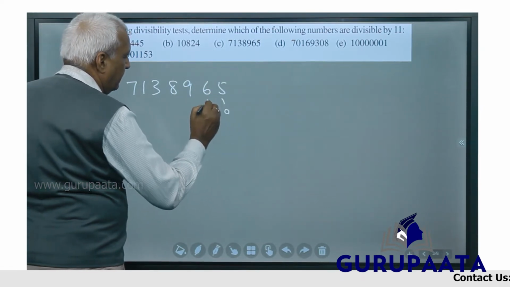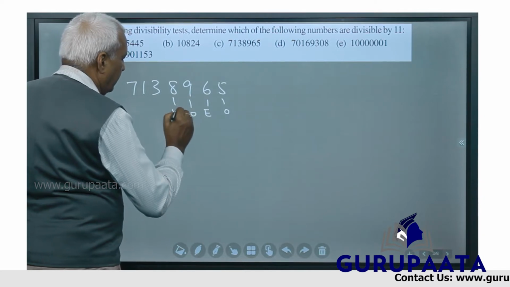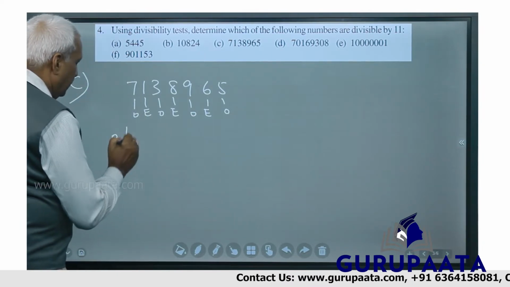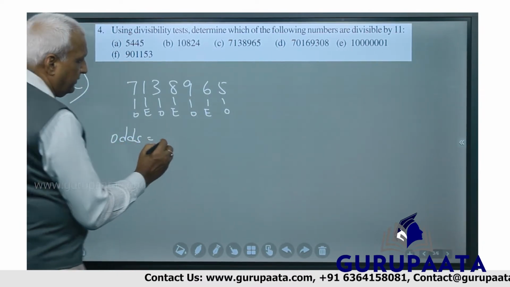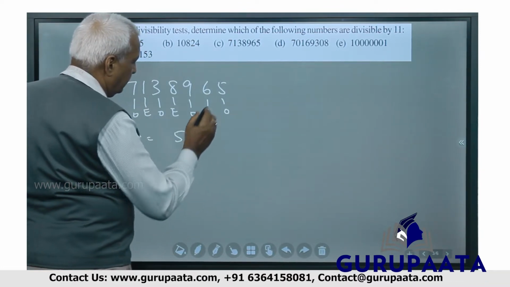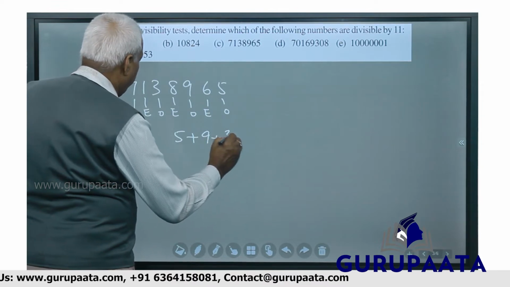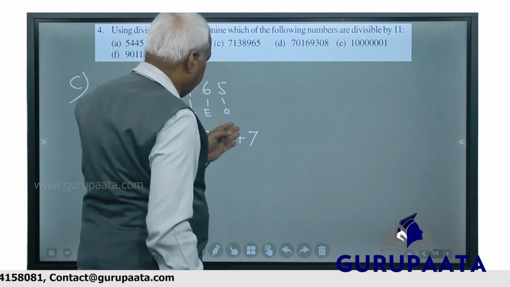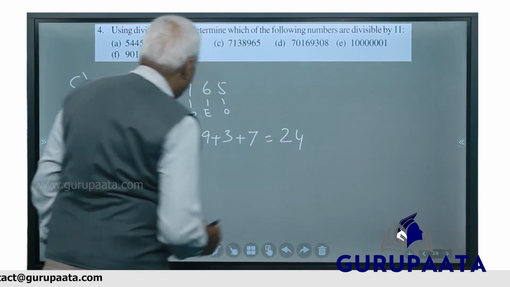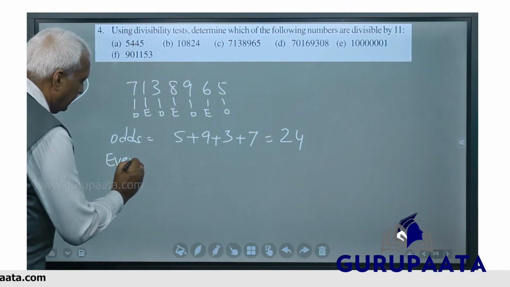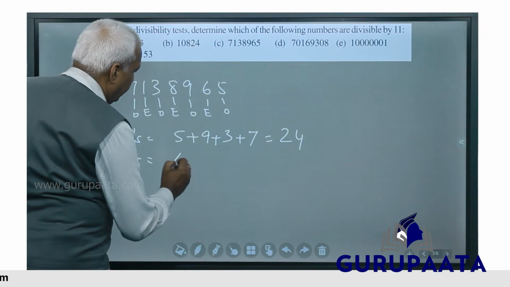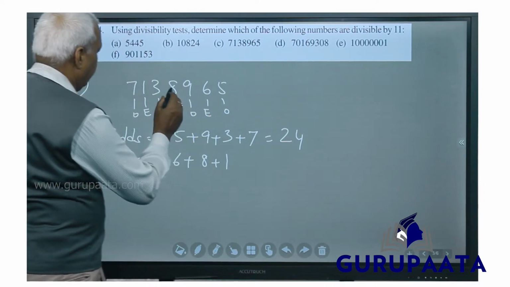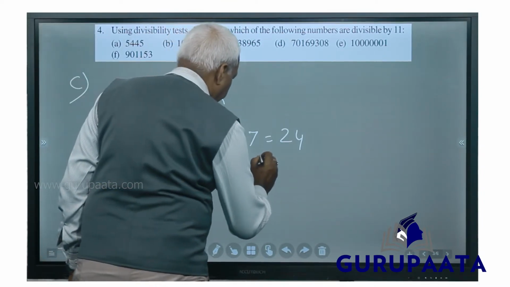7, 1, 3, 8, 9, 6, 5. Now give names: odd, even, odd. Add all odds: 5 plus 9 plus 3 plus 7, 24. Evens: 6 plus 8 plus 1, so 15.